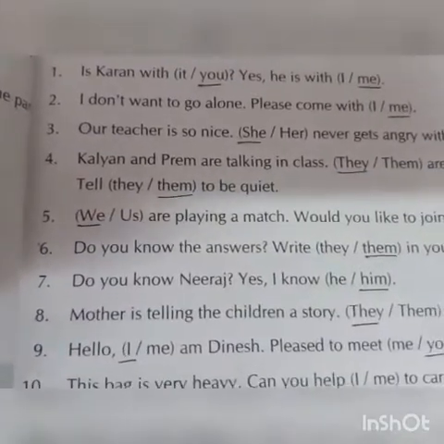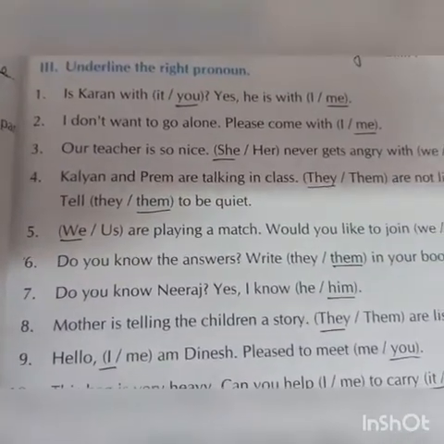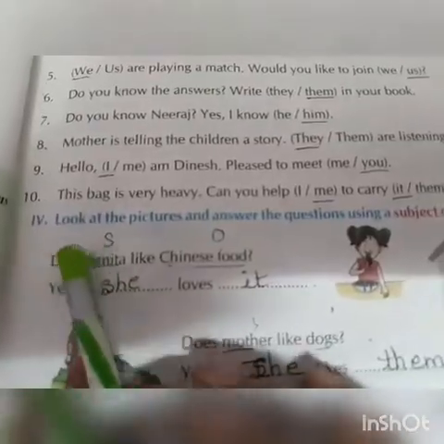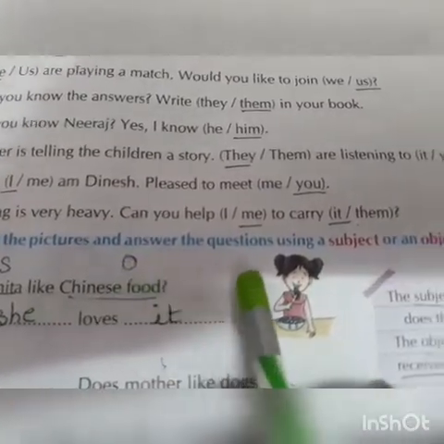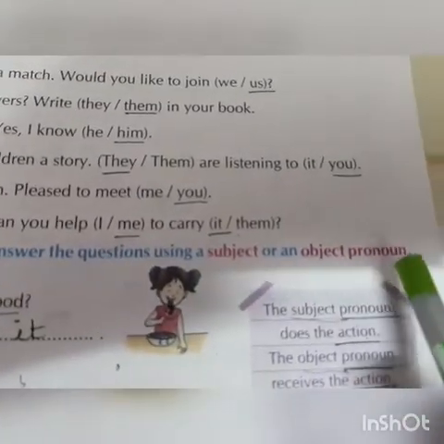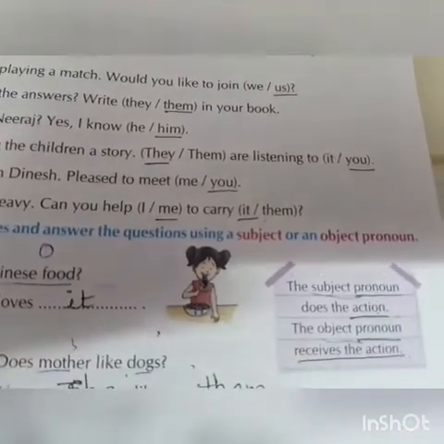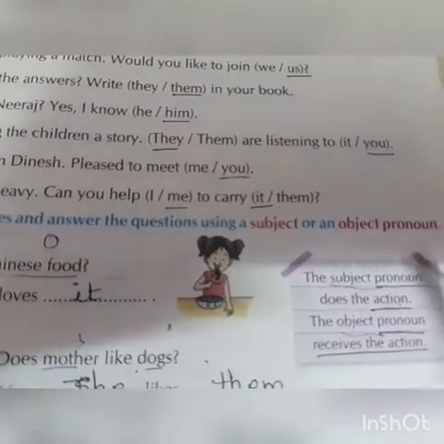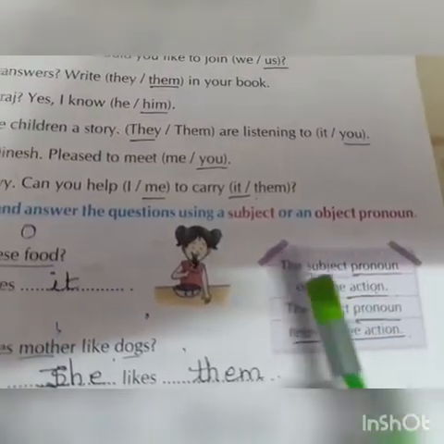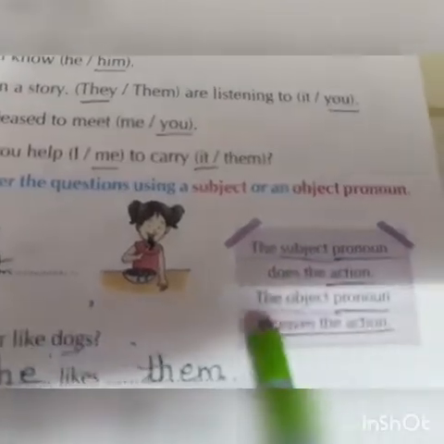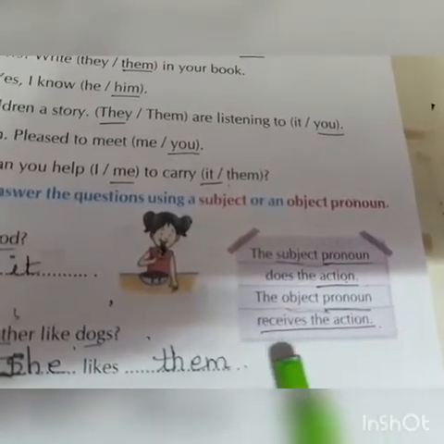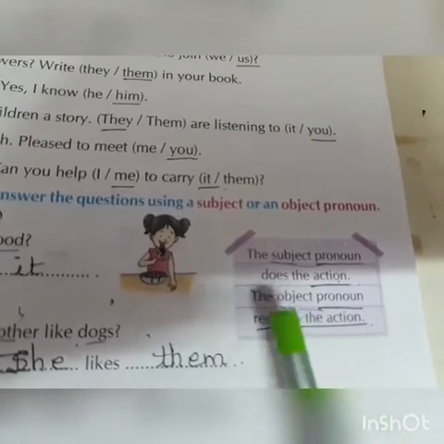Before we move on to question number 4, I'll explain a little bit more of subject and object pronoun in the next video. Question number 4, look at the picture and answer the questions using a subject or an object pronoun. Now earlier on page number 30, we discussed in the personal pronouns about the subject and the object pronoun. Now in this box it's given what is a subject pronoun. The subject pronoun does the action, the object pronoun receives the action. मतलब जो action करता है that is called a subject pronoun, and the one for which the action is done, or the receiver of the action, is called the object pronoun.